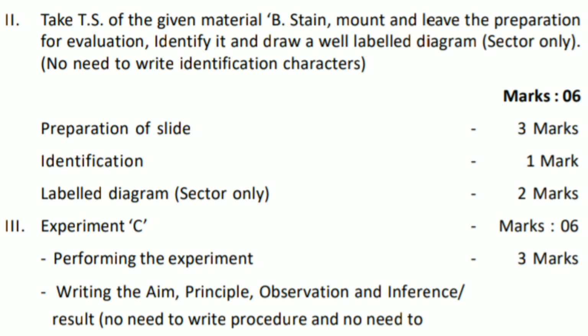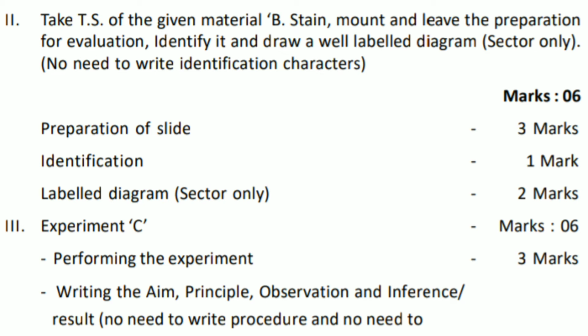Next, the third and one more important section is the physiology experiment. For performing the experiment, you will get 3 marks. The C section also carries 6 marks. Because of doing that experiment, you will get 3 marks. Next, for writing the aim, principle, observations and result, you will get 3 marks. There is a weightage of 3 marks for writing the aim, principle and observations.